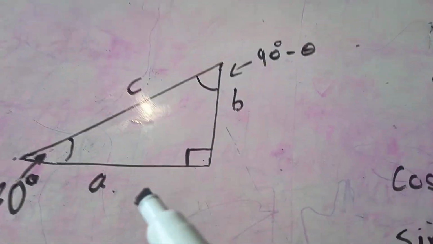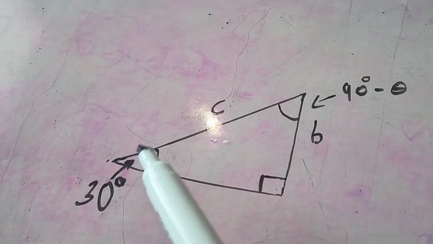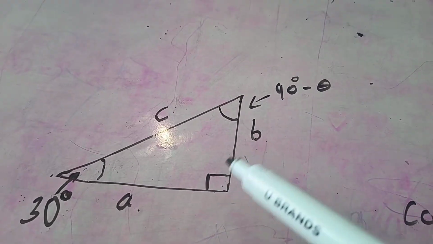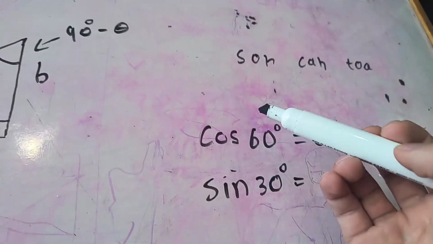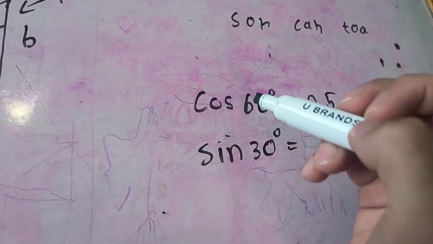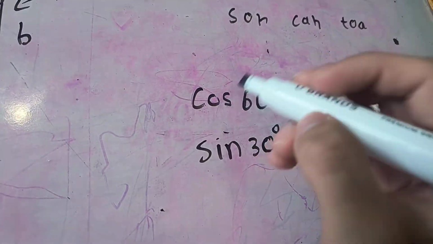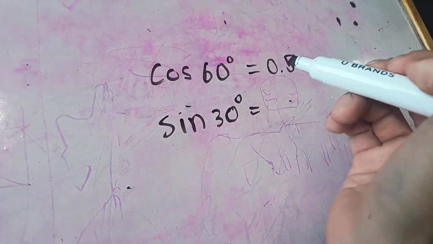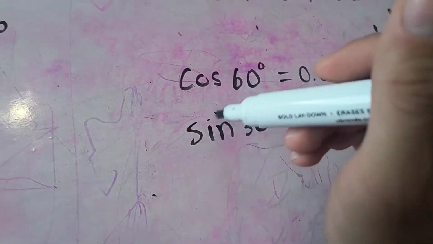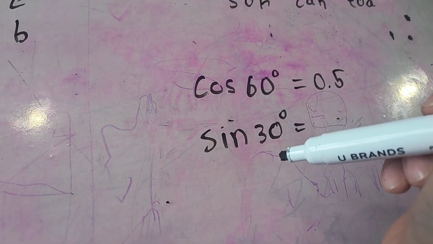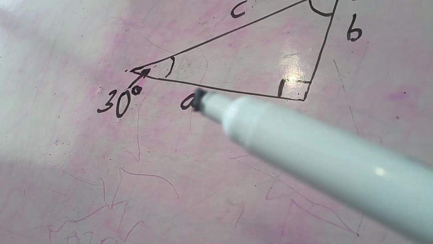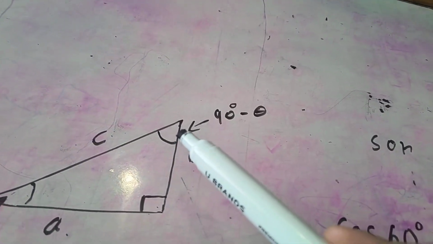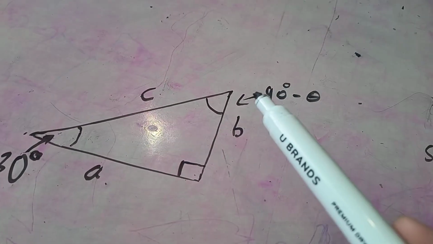Okay, so we've got this triangle. We have this angle that's 30 degrees, and we know this angle is 90 degrees, and we're given this weird stat. We're saying cosine of 60 degrees is equal to 0.5, and we're trying to figure out what sine of 30 degrees is, which is this angle.